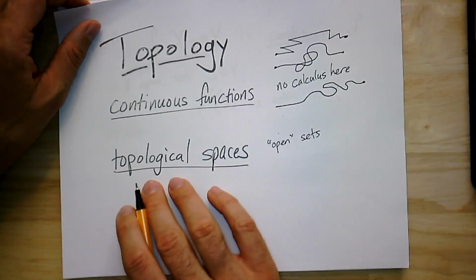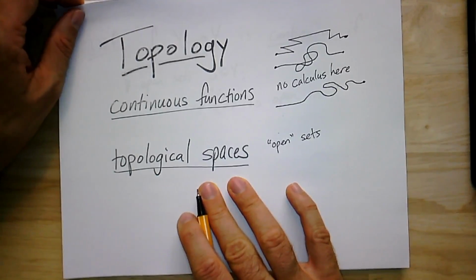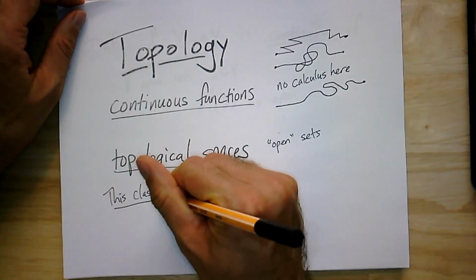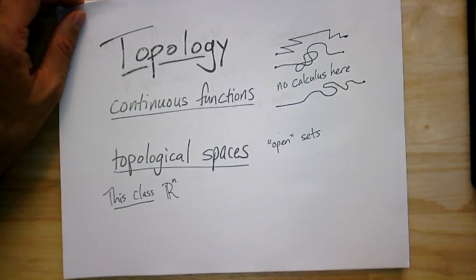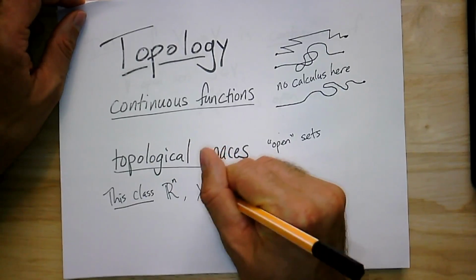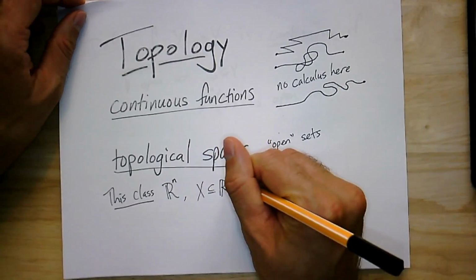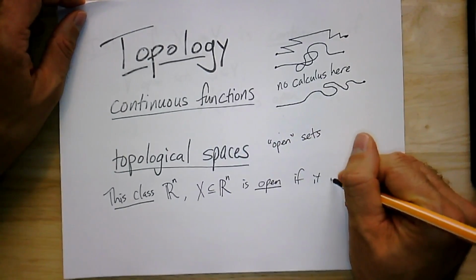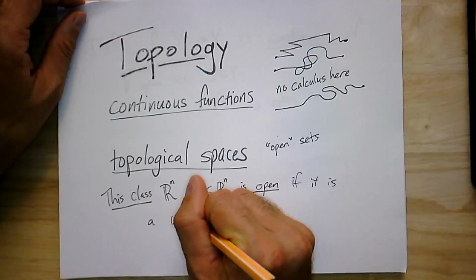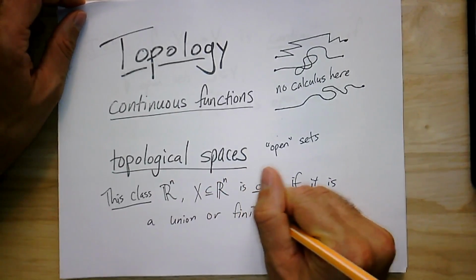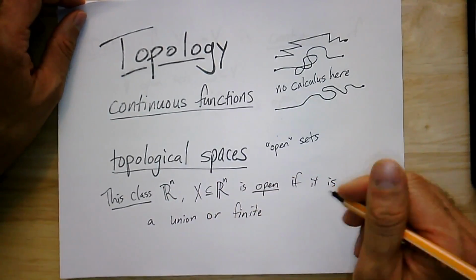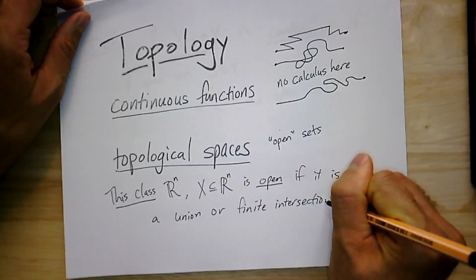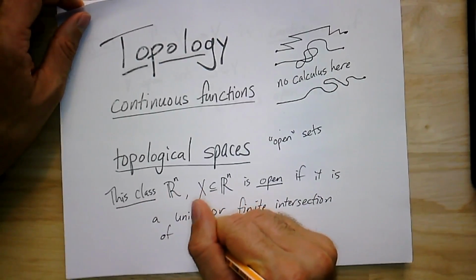And in this class, even though this is a huge field that includes lots of different examples of topological spaces, really, we're just working with the most familiar one. We're just talking about R^n. In this case, you can say that X, a subset of R^n, is open if it is basically constructed from unions or finite intersections of open balls.